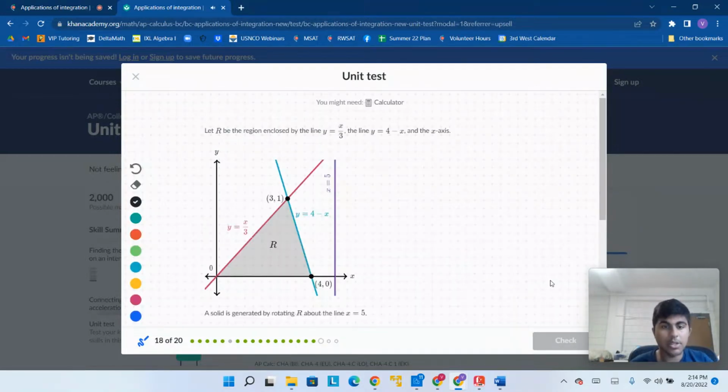Let R be the region enclosed by the line y equals pi x over 3, the line y equals 4 minus x, and the x-axis. Let a solid be generated by rotating R around the line x equals 5. So when we're rotating around the line x equals 5, that's parallel to the y-axis, right? So we're going to have to do stuff in terms of y. What does that mean? It means we're going to set up an integral from what? Well, the solid is going to be from 0 to 1 in terms of y.